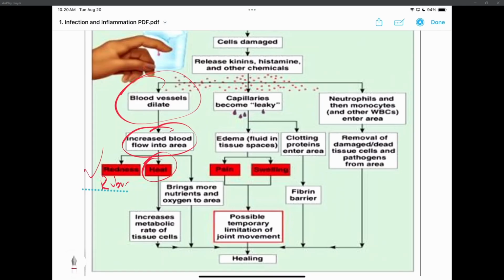Let's keep going along. Capillaries become leaky. That's that vascular permeability. When they become leaky, we get edema in the tissue spaces. That causes pain and swelling. Now you're putting fluid, let's say, in a joint, and that joint is not going to be able to move as well because you have all this fluid there. The swelling causes pain because the structures can't expand very much. Depending on where the inflammation is, obviously it can be very, very painful.